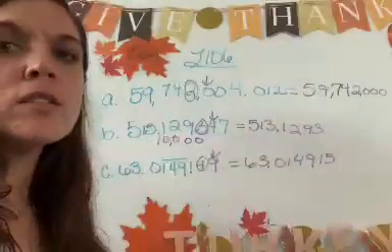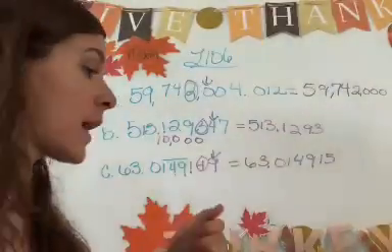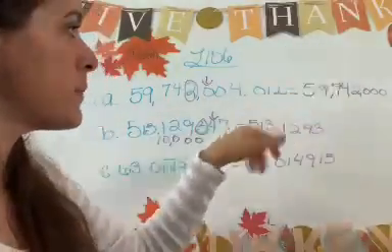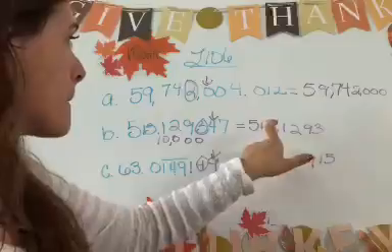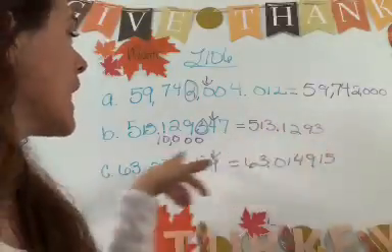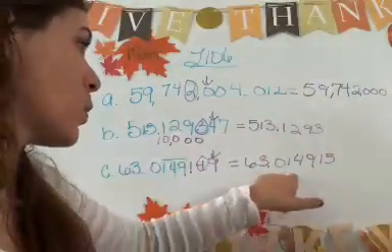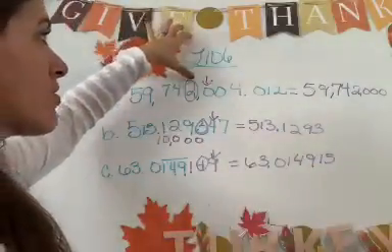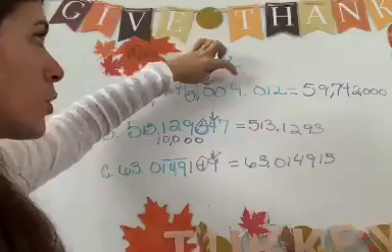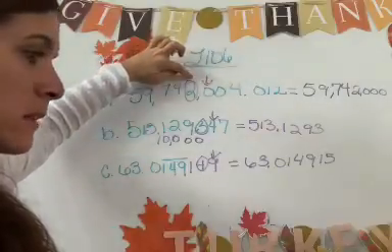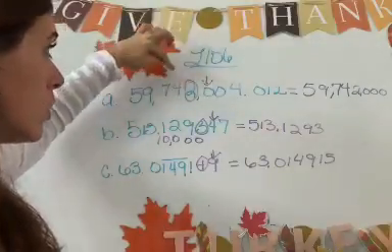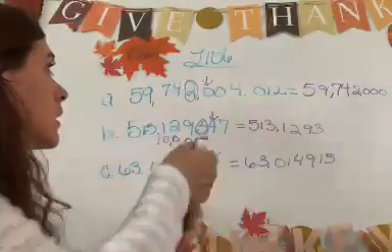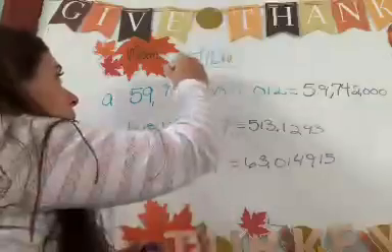Okay, Kelly, here are your answers for practice A, B, and C. A is 59,742,000. B is 513.1293. And C is 63.014,915. Okay, so how do we get it? A was to the nearest 1,000. So I go to the 1, 10, 100, 1,000th place. Ooh, no. This is not it because it should be to the 10,000 now that we're here. Just kidding, Kelly. It's going to go right here.